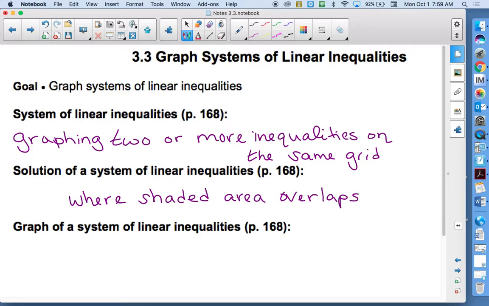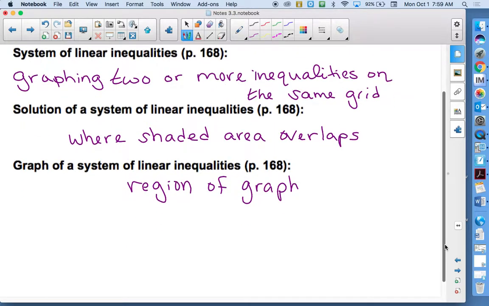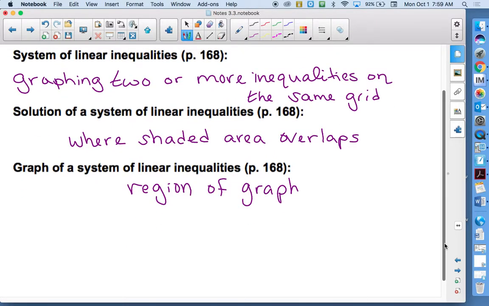The graph of a system is just the region of the graph wherever it exists. So wherever it's defined is called the graph of the system. And it might be a certain shape. It could be a triangle, it could be a quadrilateral, it could just be an open area bounded by our lines. So sometimes it actually is a shape if it gets enclosed by a couple of lines.